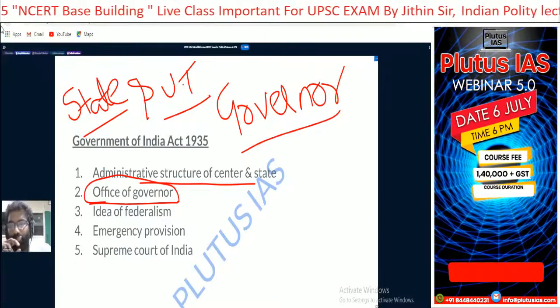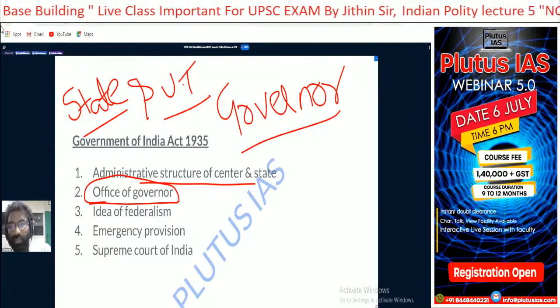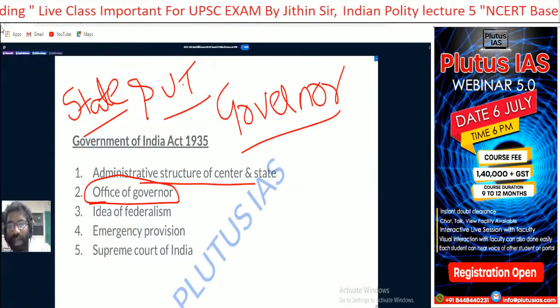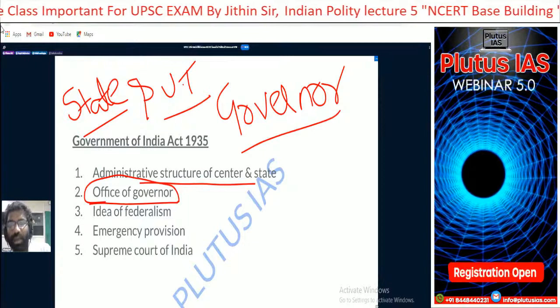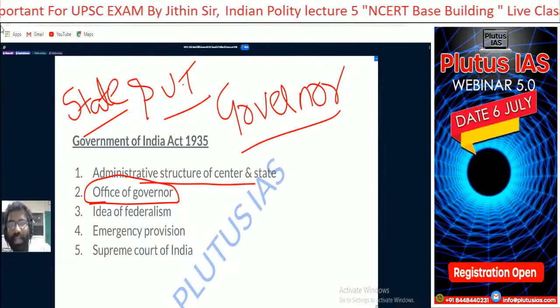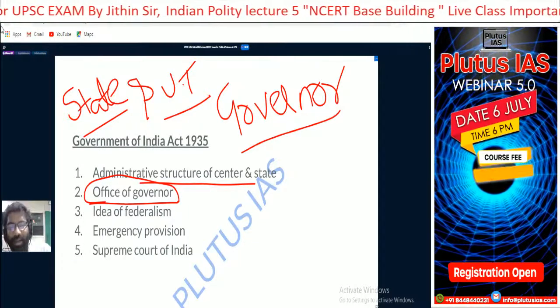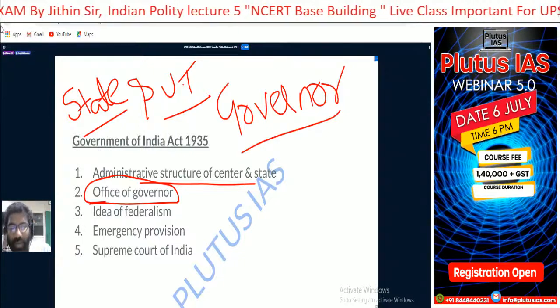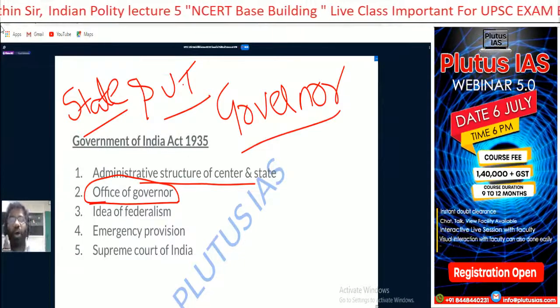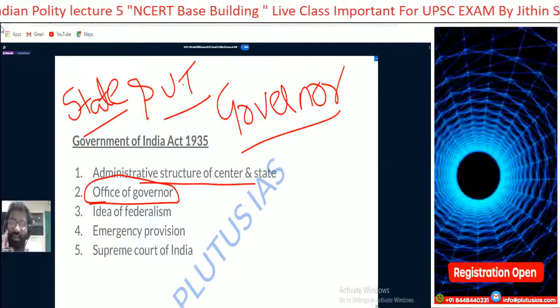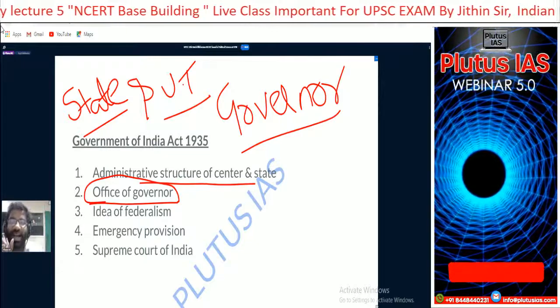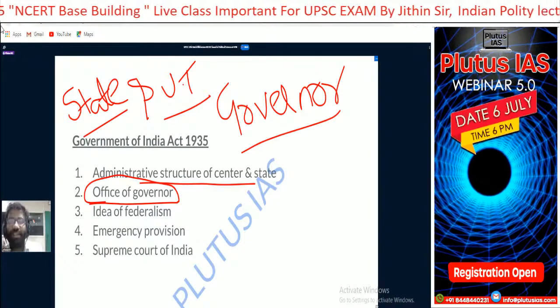Sir, like Anandiben Patel in a recent case. Yes, UP and Madhya Pradesh. That's what I was saying. For UP and Madhya Pradesh, the common governor is Anandiben Patel. I quoted her as an example of a common governor. But the office of governor, that every state should have a governor, where was this learned from? From the Government of India Act 1935.